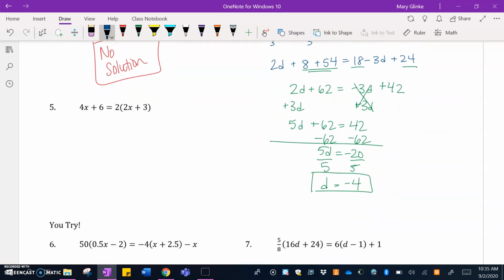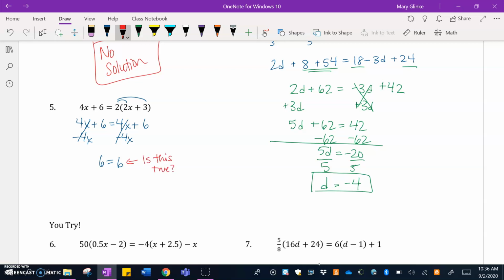Okay, let's go ahead and try another one here. We're going to go ahead and distribute. You get 4x plus 6 equals 4x plus 6. When I move all of the x's to one side, I get 6 equals 6. And again, we have to ask ourselves, is this true?